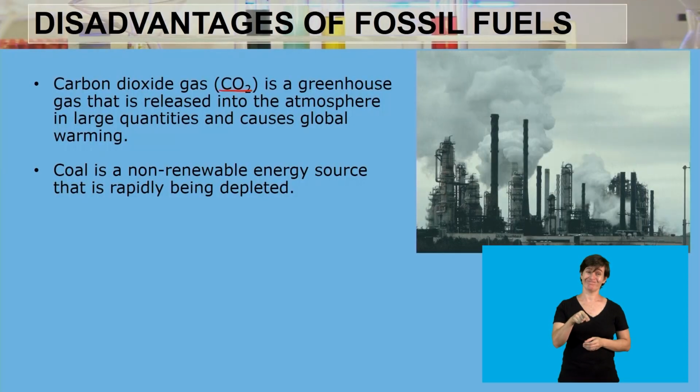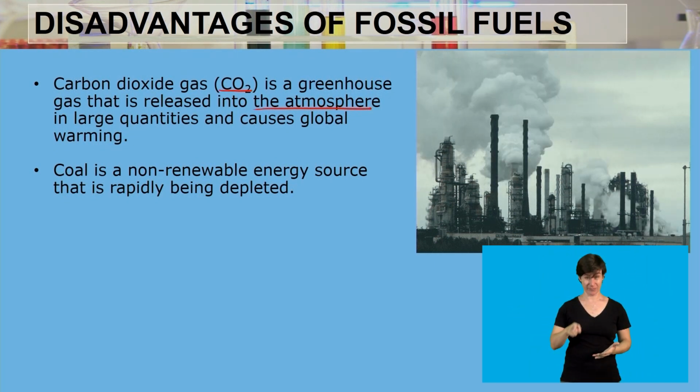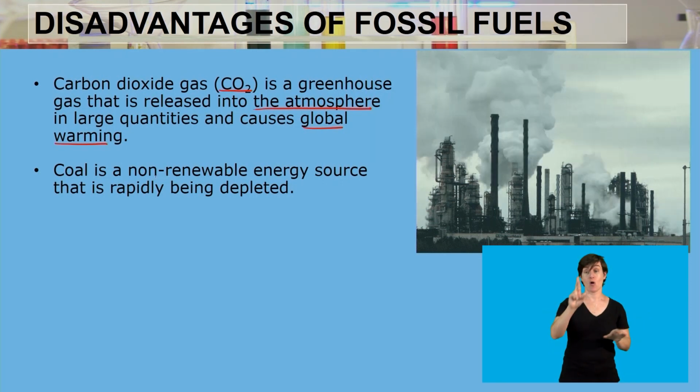So carbon dioxide, as we've said, CO2, is also a greenhouse gas, and that is released into the atmosphere in large quantities. And remember, once it is released in large quantities, it is going to cause what we know as global warming. So remember, we've said that coal is a non-renewable resource, and it is getting rapidly depleted.